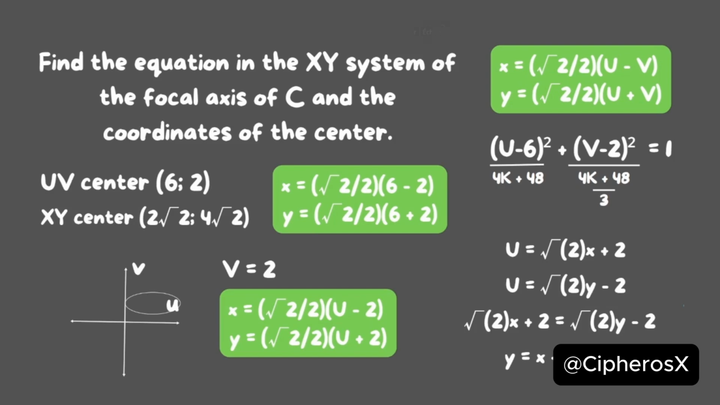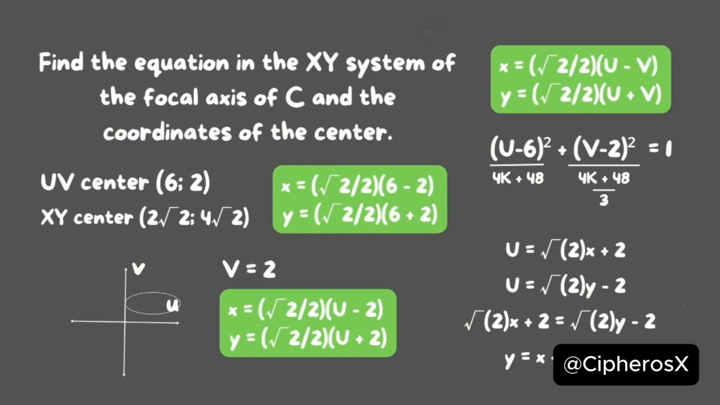Okay, the thing is that it is parallel to the u axis. Therefore, if it is parallel to the u axis, this focal line is equal to the value of the vertical part of the center. This line is b equal to 2. Now the tricky thing is, how do we apply that? How do we turn this into the x and y system?